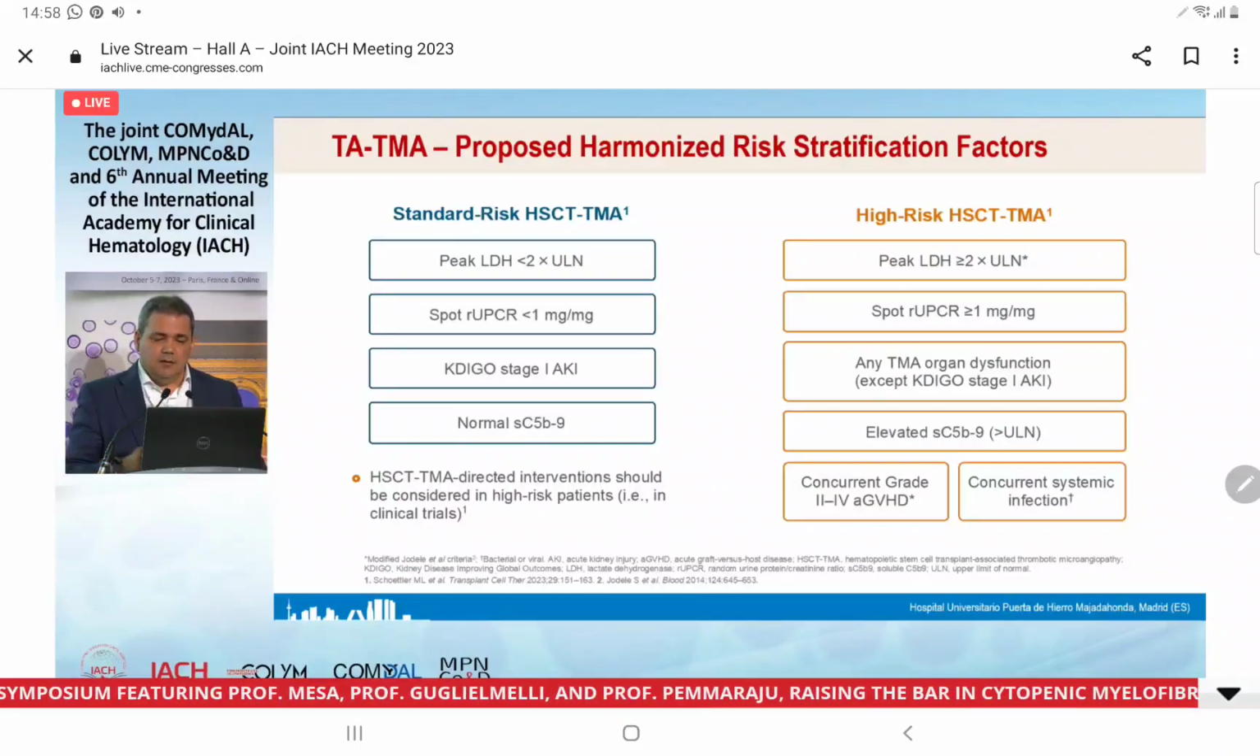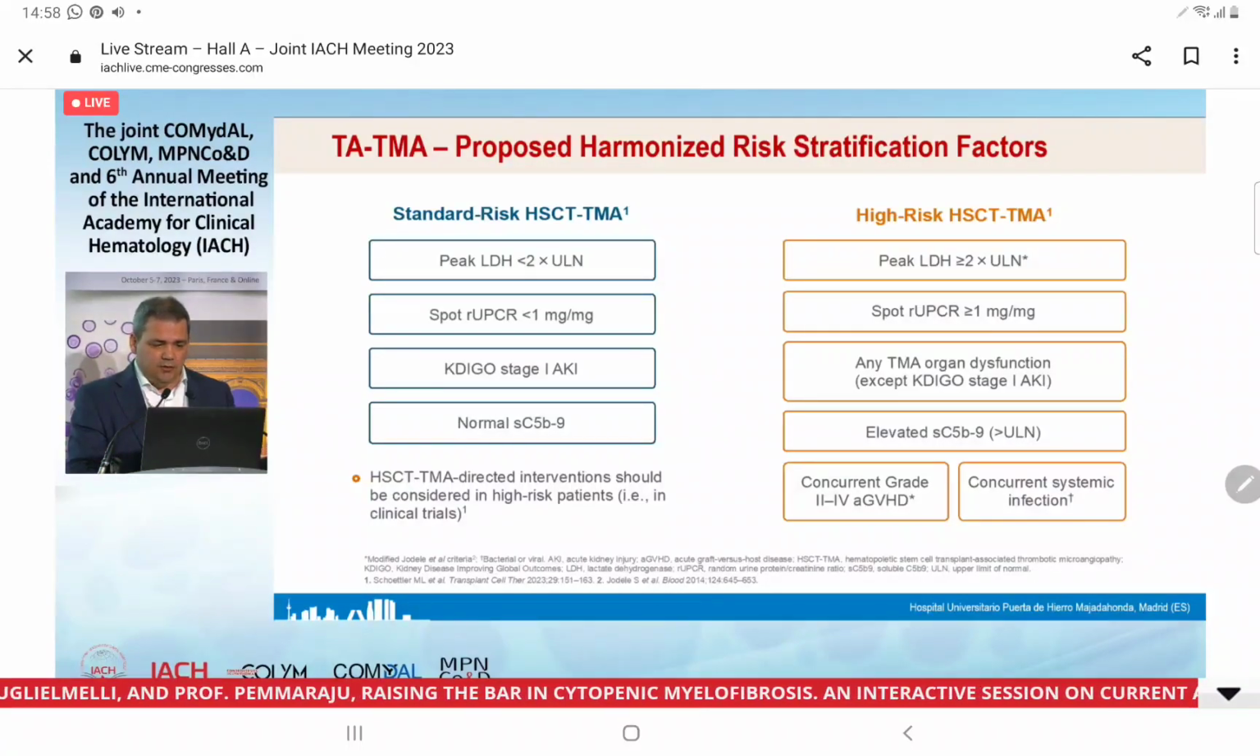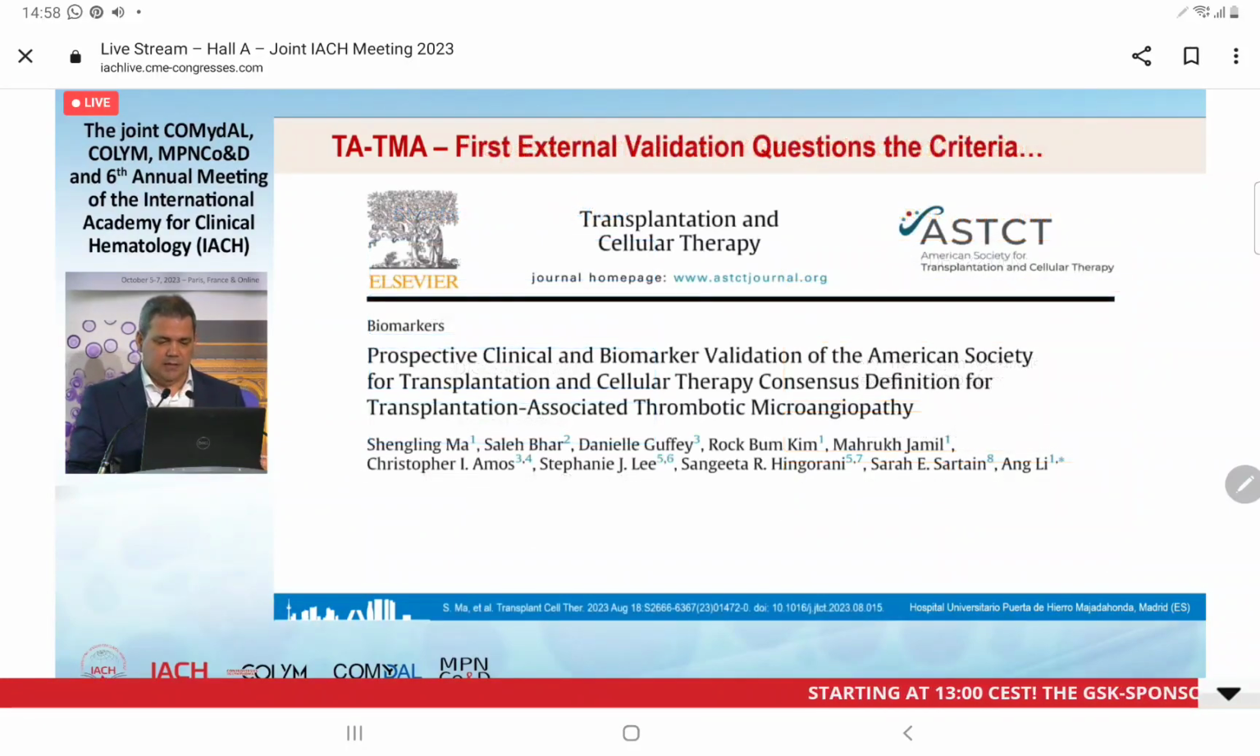Then the LDH, instead of just over the limit, twice over the limit. The same value for diagnosis is the value for high risk for proteinuria. Any TMA organ dysfunction, except the very mild acute kidney injury, even though there are other potential reasons and differential diagnoses for organ dysfunction in these patients. Any elevated soluble C5b9 is part of a severe presentation as well. And then concurrent GVHD or concurrent systemic infection. So a large majority of these patients with this diagnostic criteria are going to be, according to this criteria, high-risk TA-TMA.